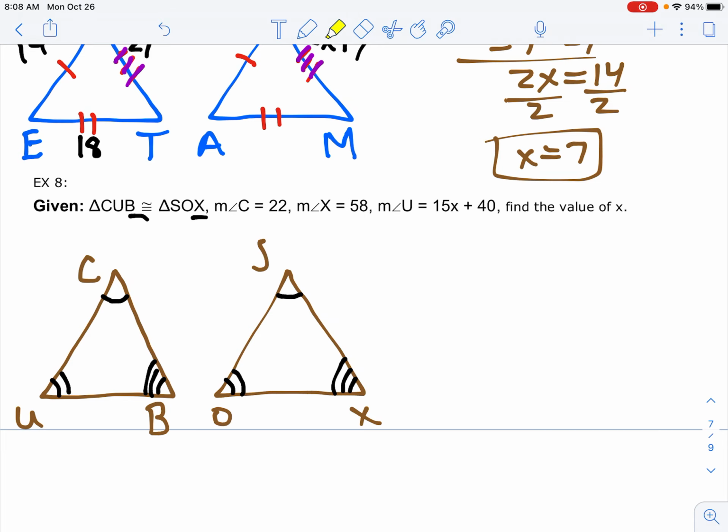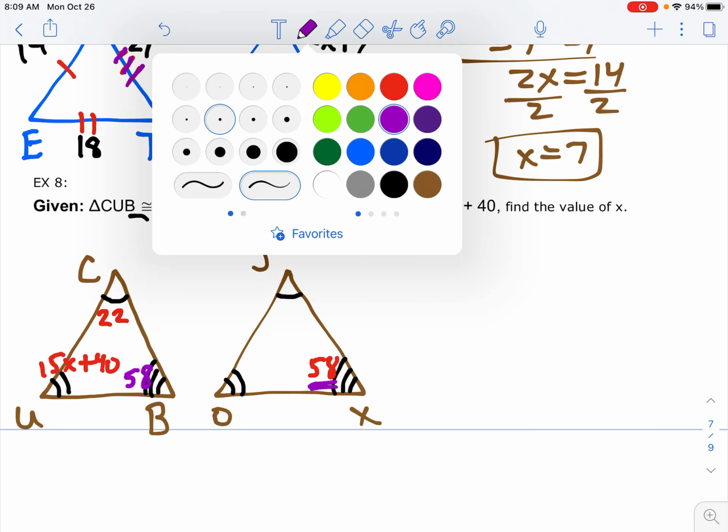All right, so we marked our picture. Now let's go ahead and label our picture. Angle C is 22. Angle X is 58. Angle U is 15x plus 40. Now, we need to find x. Notice in this picture that this angle over here is 58 with 3 markings. That means this angle with 3 markings in my other picture has to be 58 also because they are congruent, they're equal.